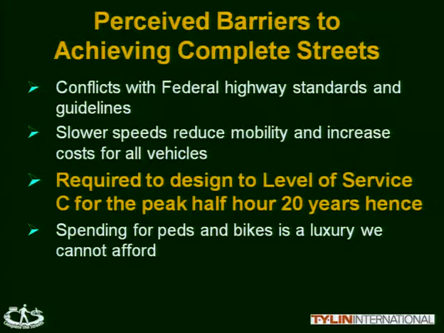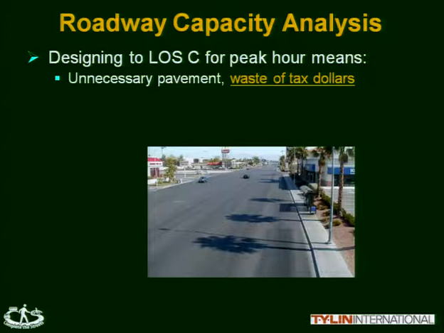Say, well, if I'm going to use federal money, I'm going to have to design for level of service C for the peak hour 20 years from now, and that's going to be really big streets. So when you design for level of service C, this is the street you get, 23 hours of the day. You are taking your money and throwing it out the window. You're complaining you don't have enough money? Here it is. This happens to be North Las Vegas. What do you think the speed limit is on this street, by the way, the posted speed limit?